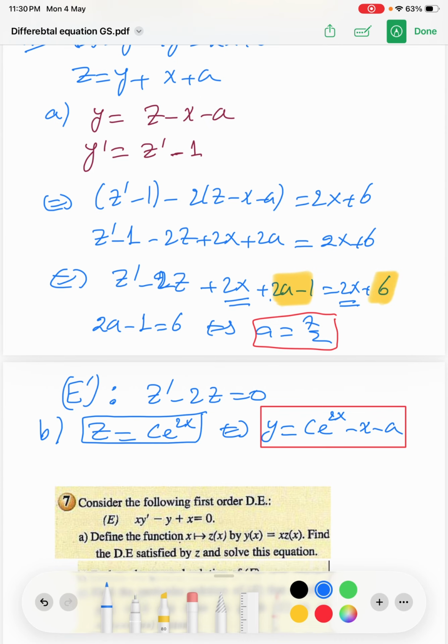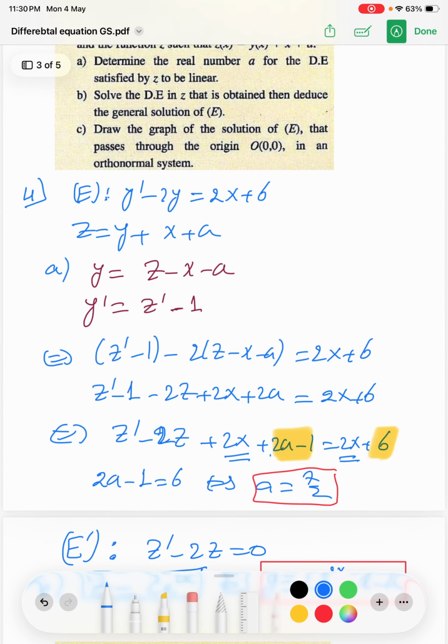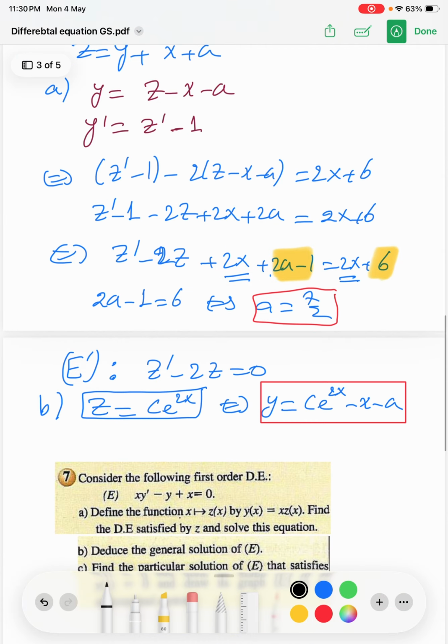Finally, part C, we are not going to draw the graph, just find the solution. Find the particular solution of E that passes through the origin O (0,0). It means y of 0 equals 0. Wait a moment, we found a, so instead of writing a we should write 7/2.